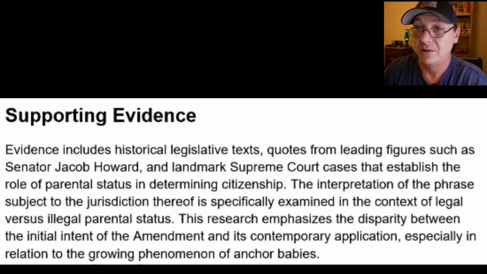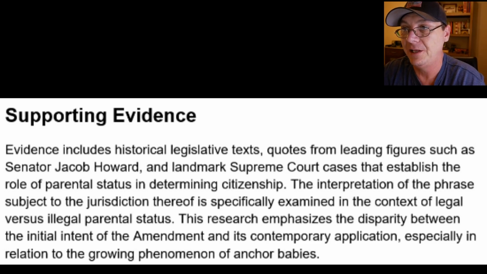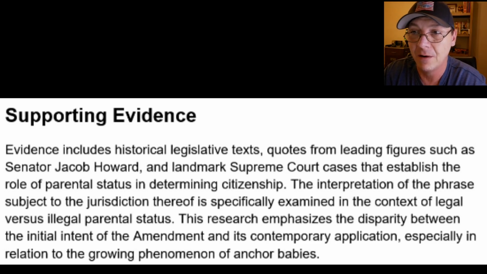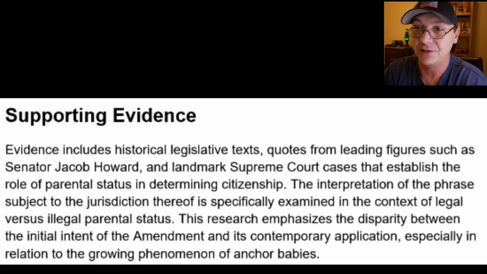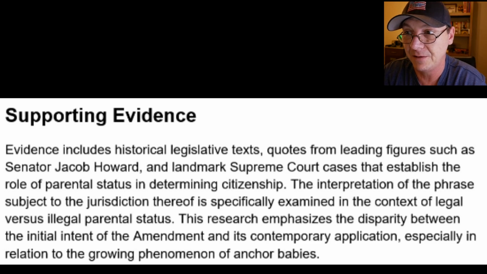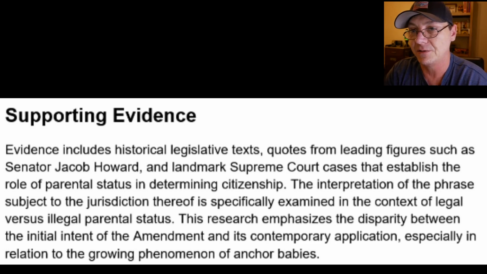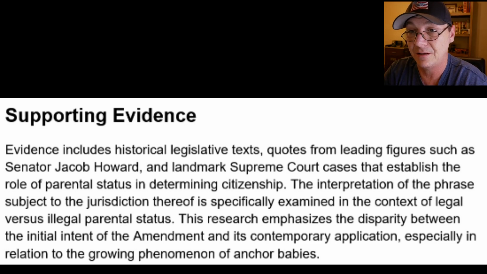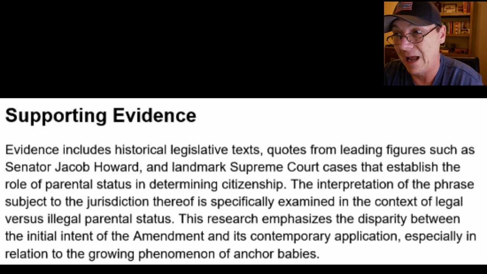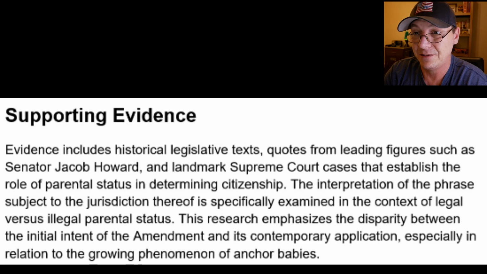Evidence includes historical legislative text and quotes from leading figures such as Senator Jacob Howard and landmark Supreme Court cases that established the role of parental status in determining citizenship. The interpretation of the phrase, subject to the jurisdiction thereof, is specifically examined in the context of legal versus illegal parental status. This research emphasizes the disparity between the initial intent of the amendment and its contemporary application, especially in relation to the growing phenomenon of anchor babies.